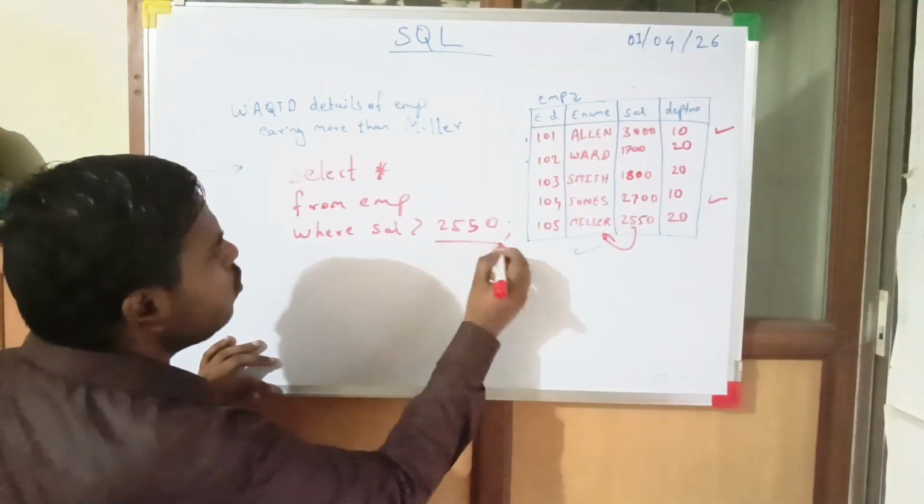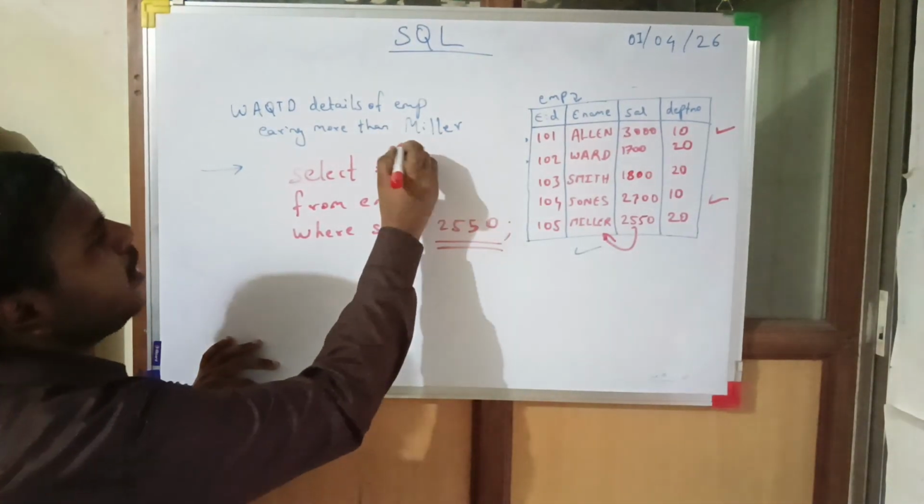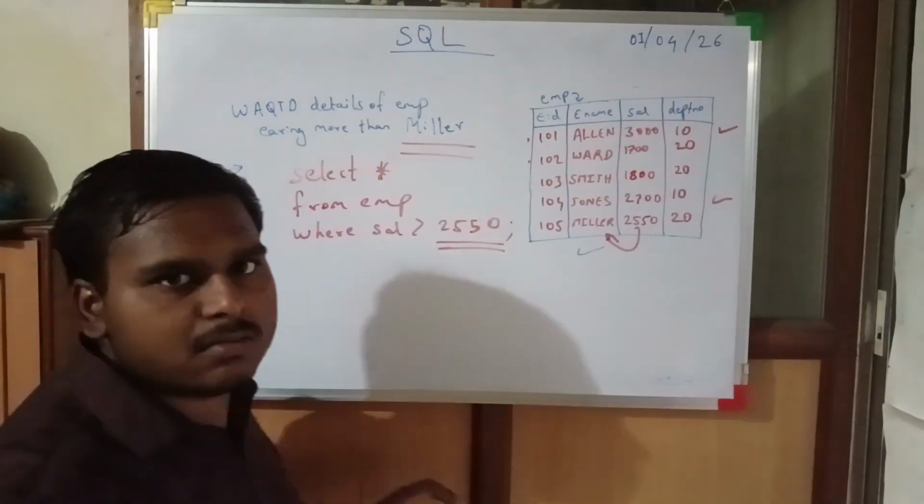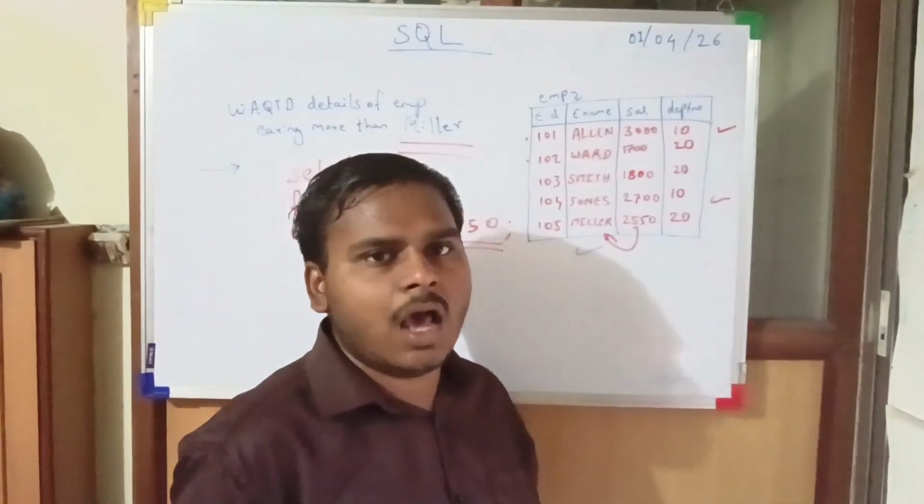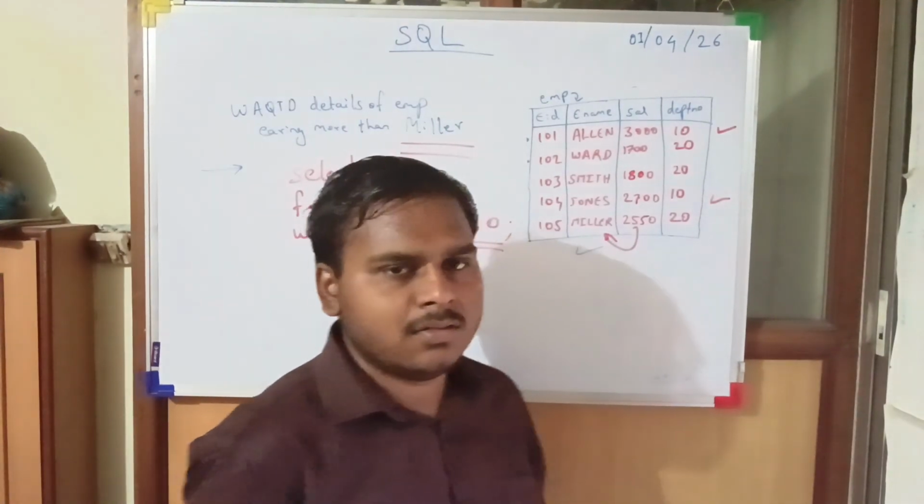Now how to get this 2550? Now it's earning more than Miller. I don't know Miller's salary. How do I know the salary of Miller?